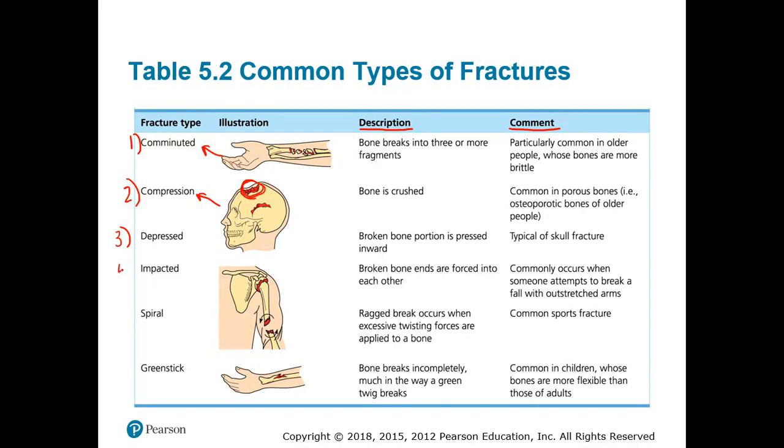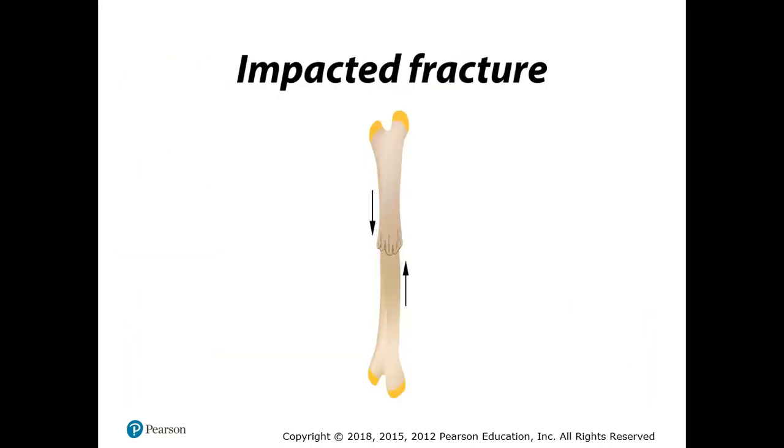The fourth type is an impacted fracture. This is where the broken bone ends are forced into each other. This type of fracture is very common when people try to put out their arms and catch themselves when they fall. There is not a picture of an impacted fracture on this slide, so here's where we are most likely going to see an impacted fracture: the first part of the bone that broke off and the other part of the bone get rammed into each other.